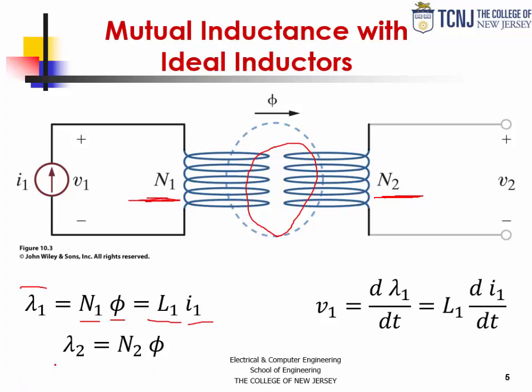Similarly, we have that the magnetic linkage on the secondary is equal to the number of turns of the secondary winding times the same magnetic flux that is going to couple from the primary to the secondary. And we assume that all the magnetic flux is coupled from the primary to the secondary. We can also write that the voltage in the primary is the time derivative of the linkage in the primary, and that is going to be equal to the inductance of the primary times the time derivative of the current in the primary.